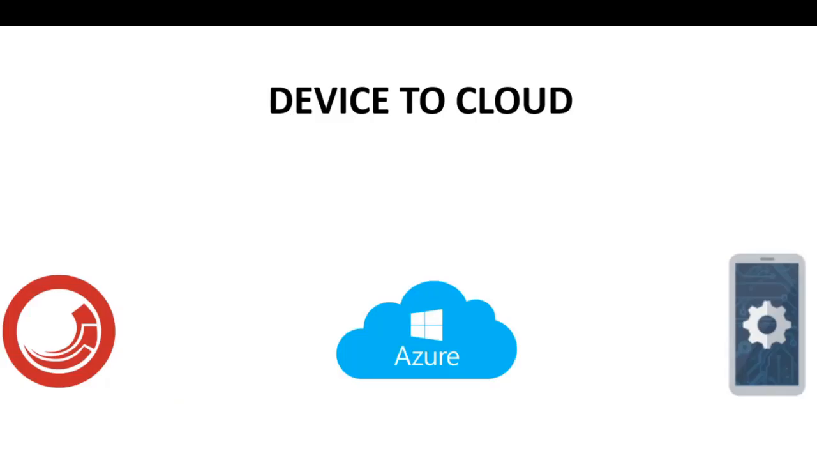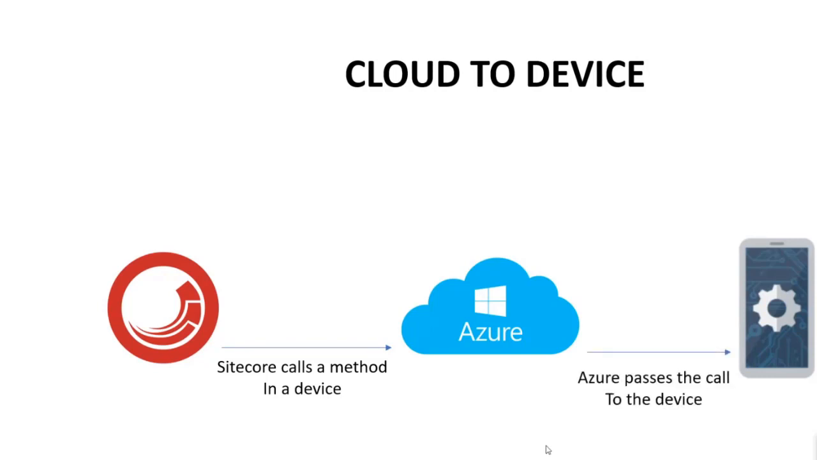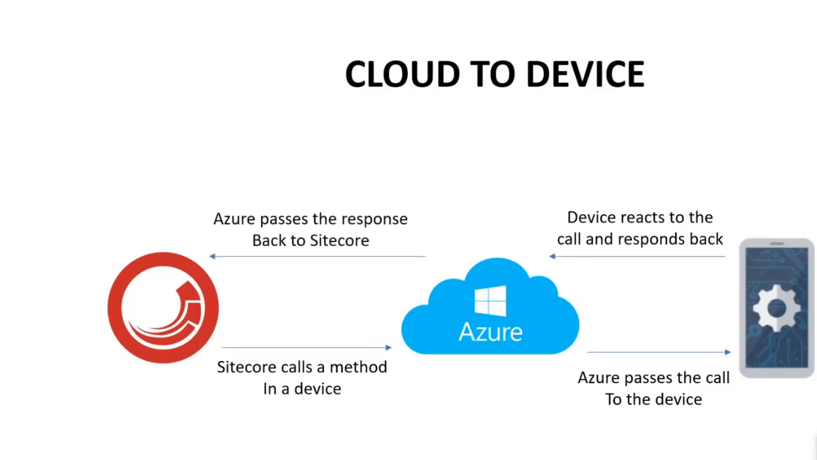Two important concepts in this module. The first is the direction, talking about the directions of communication between Sitecore and a device using Azure. Cloud to device direction is basically Sitecore asking for a method. Of course, the device has to have that method available, and Sitecore calls that method. Azure will intermediate that and pass that call to the device, which will react and respond back if any response, and then Azure passes that back to Sitecore.